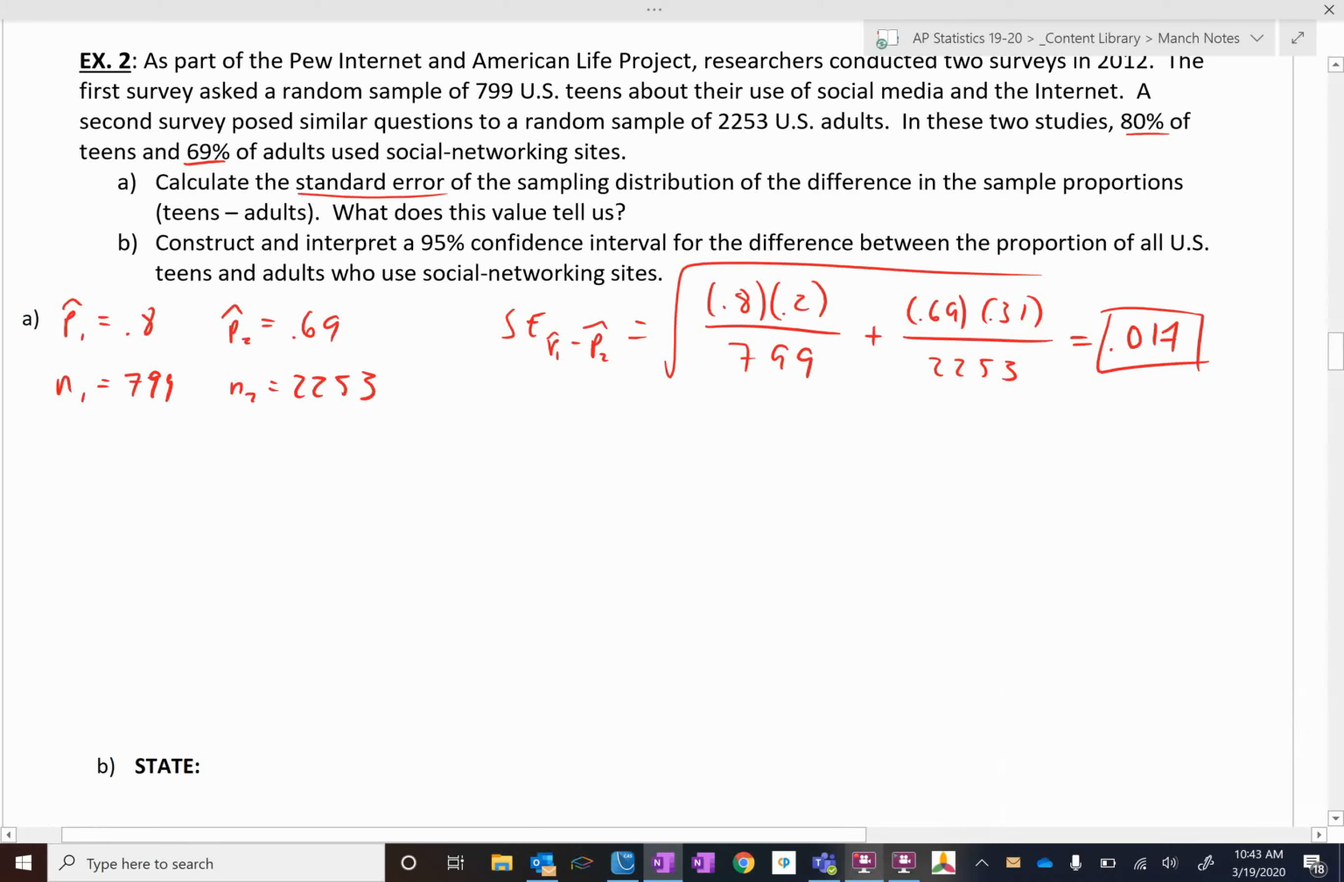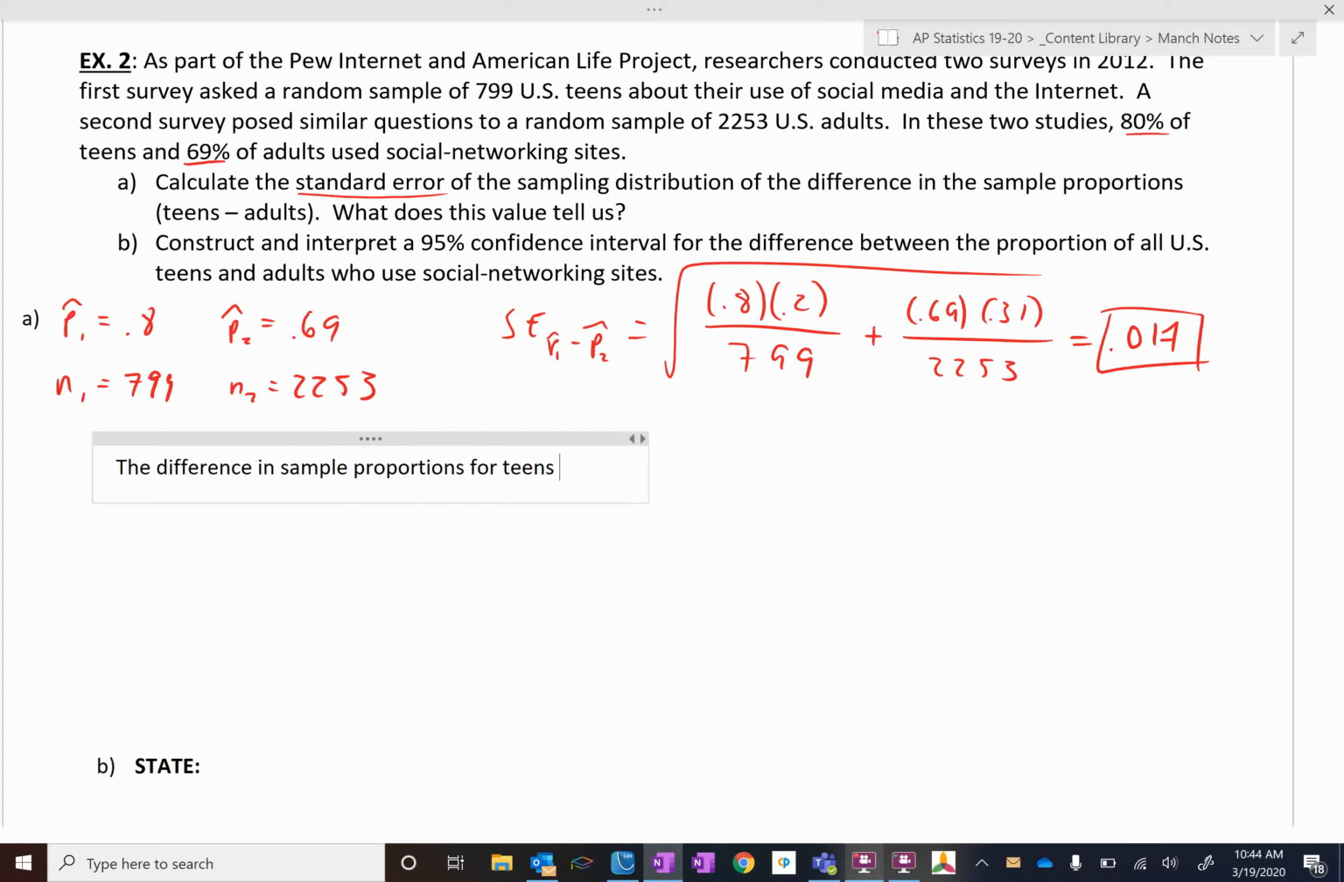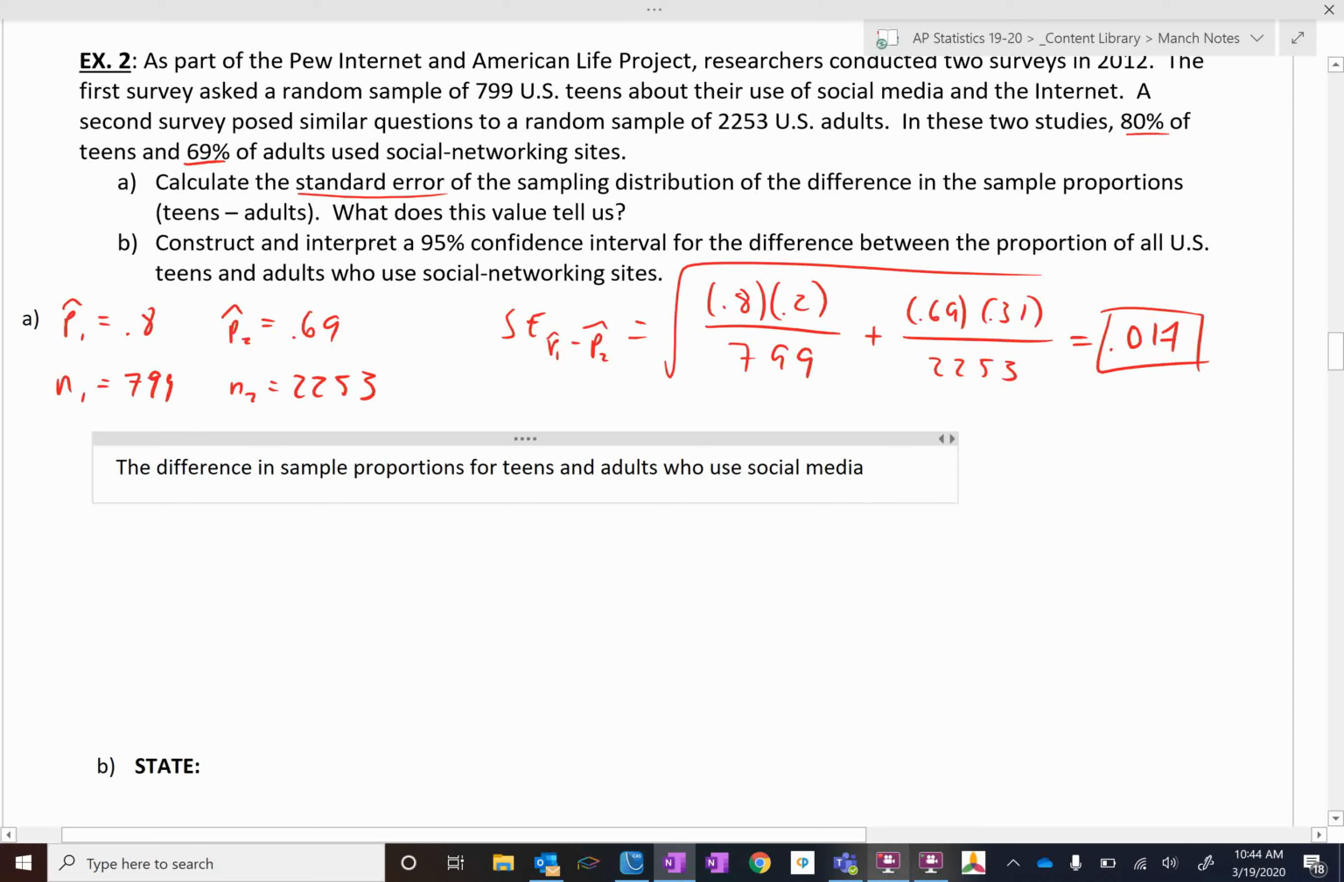And the standard error is an approximation of the standard deviation. We know standard deviation means typical distance from the mean. So standard error here in this case is telling us that the difference in sample proportions, that's what we're interested in, for teens and adults who use social media, always include context, is going to differ from the true difference in proportions by about this much, typically. So, in other words, this difference in sample proportions will typically be about 0.017 away from the true difference in proportions.